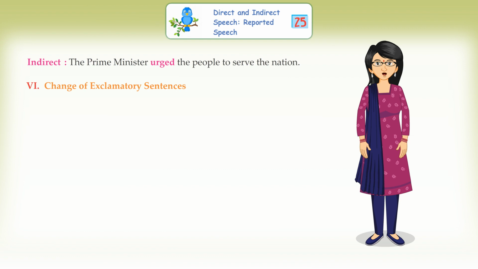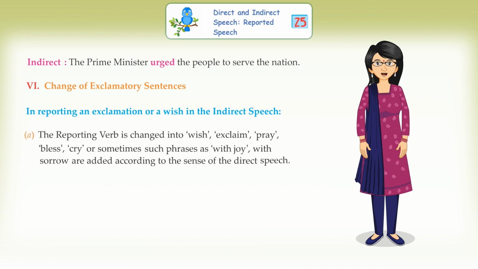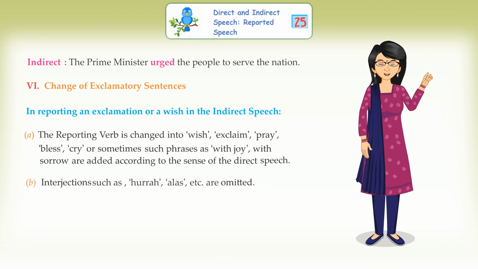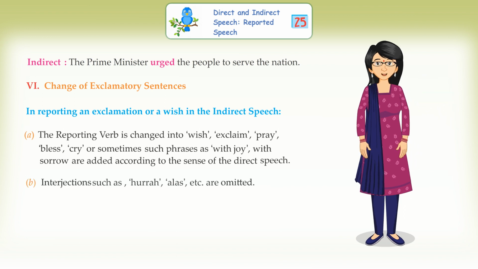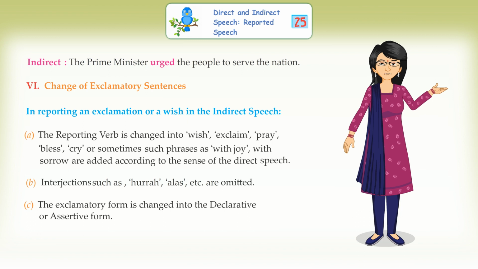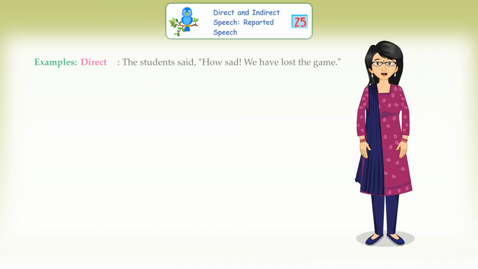Change of exclamatory sentences. In reporting an exclamation or a wish in the indirect speech, the reporting verb is changed into wish, exclaim, pray, bless, cry, or sometimes such phrases as with joy, with sorrow are added according to the sense of the direct speech. Interjections such as hurrah, alas, etc. are omitted. The exclamatory form is changed into the declarative or assertive form.